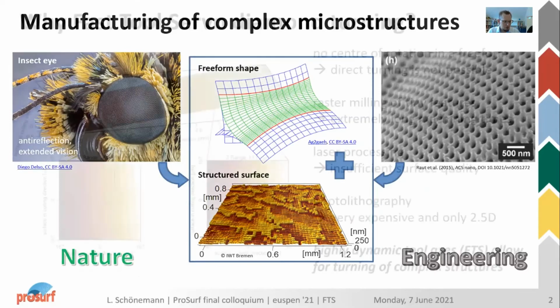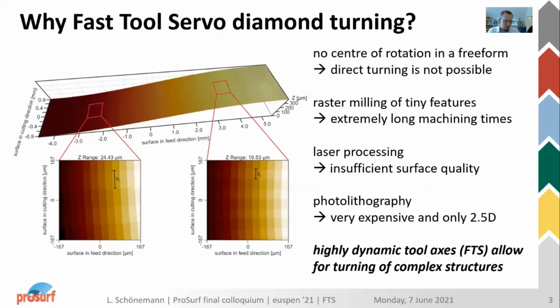And we have chosen fast tool or tool servo turning in this case as one of the manufacturing methods. There are a couple of reasons for choosing fast tool or slow tool servo turning. First of all, you have this freeform base shape of the substrate, so you cannot directly turn it on the center of your lathe. This is simply not possible. You could use these features and raster mill them, very tiny features. However, that would take an extremely long time, if it is at all possible to do this.